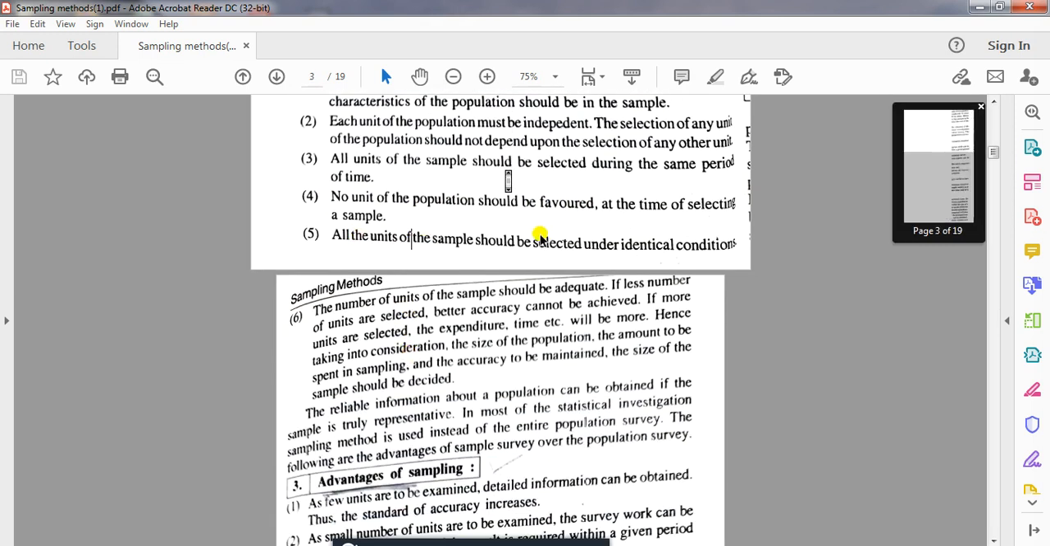All units of the sample should be selected under identical conditions. And the last one, the number of units of the sample should be adequate. If fewer units are selected, better accuracy cannot be achieved.